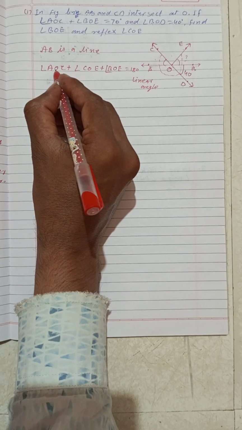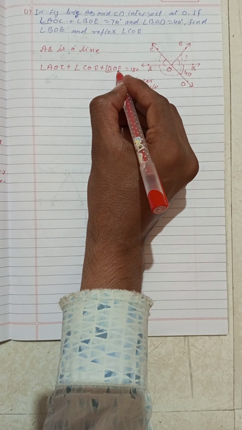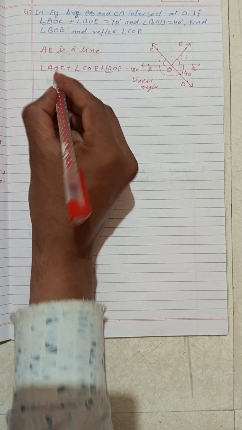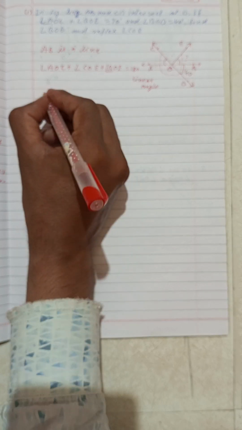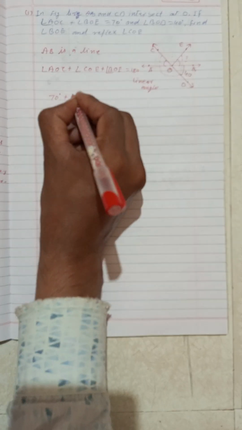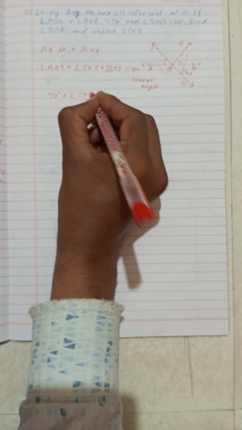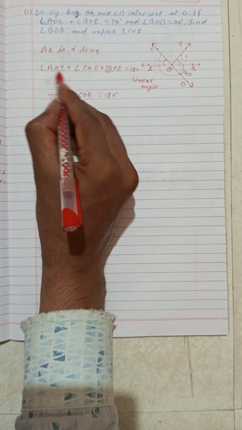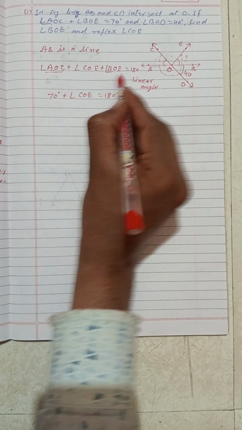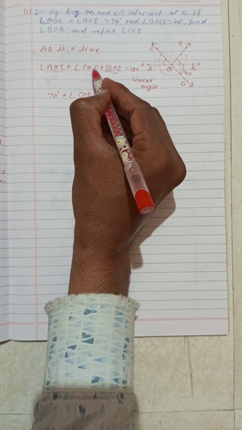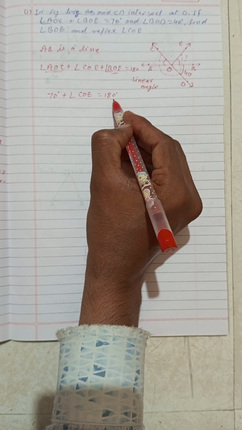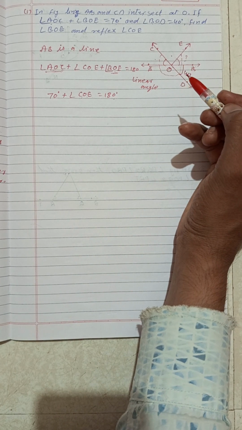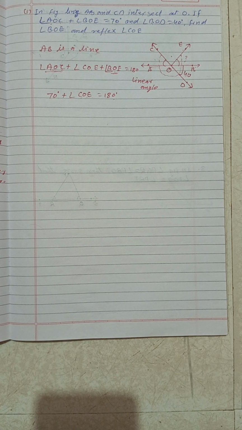So in that, angle AOC plus angle BOE is given as 70 degrees. So we can write 70 degrees plus angle COE is equal to how much? 180 degrees, because AOC and BOE are already given as 70 degrees. This remaining angle COE plus them is equal to 180 degrees. Why? Because this is a line, and on a straight line the angles are always 180 degrees.